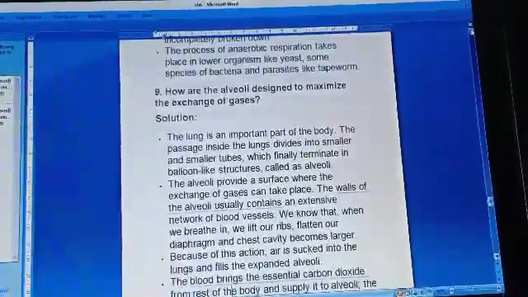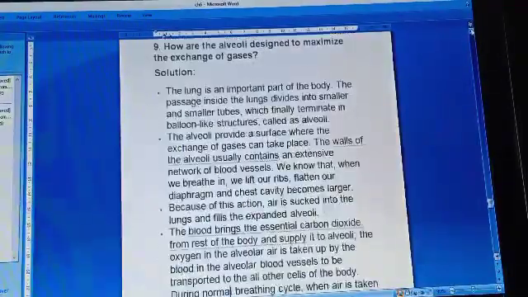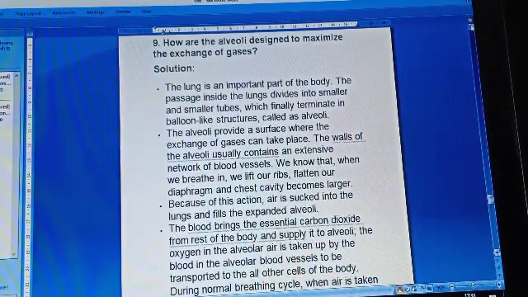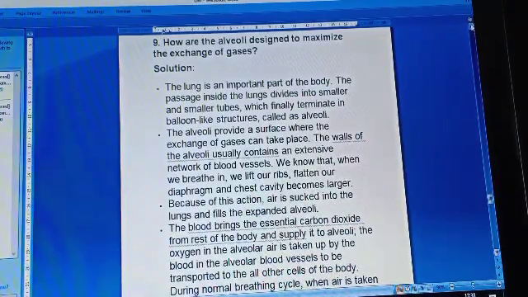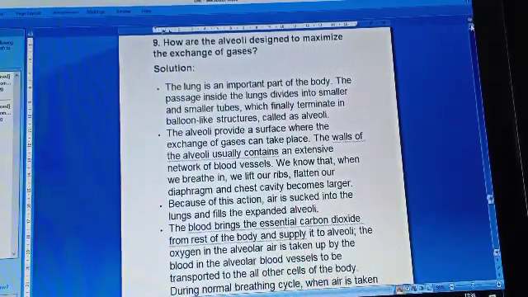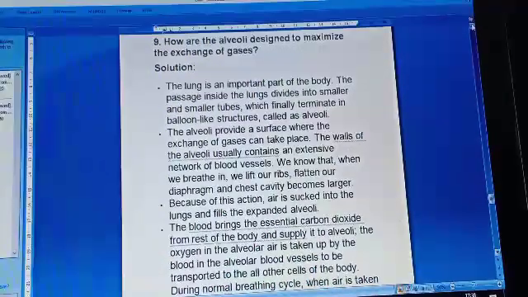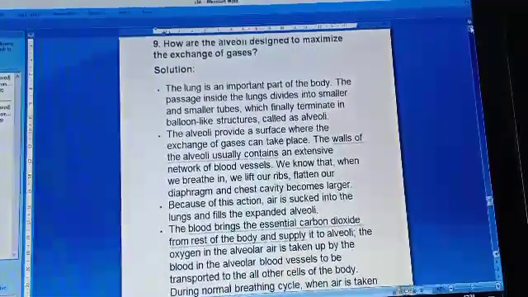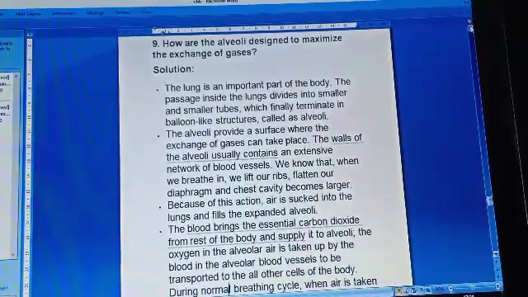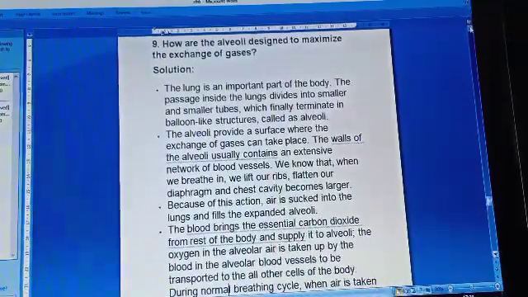Now let's see another question. How are the alveoli designed to maximize the exchange of gas? In that you have to write down the respiratory system. At the last, there is a sac-like structure that is called the alveoli, and the wall of the alveoli contains a network of blood vessels.